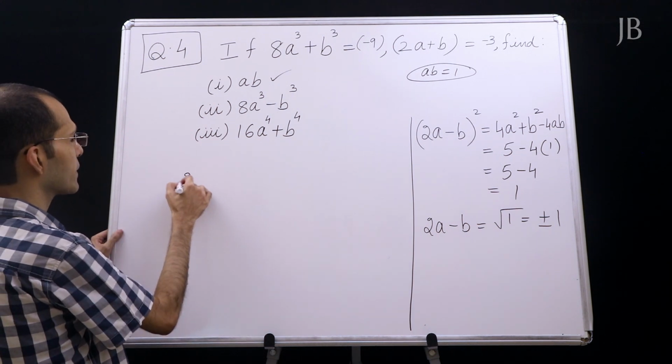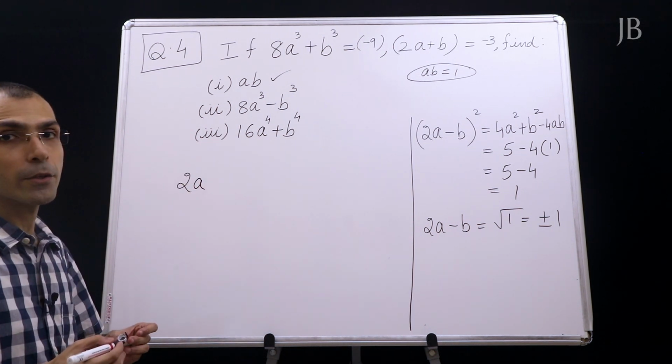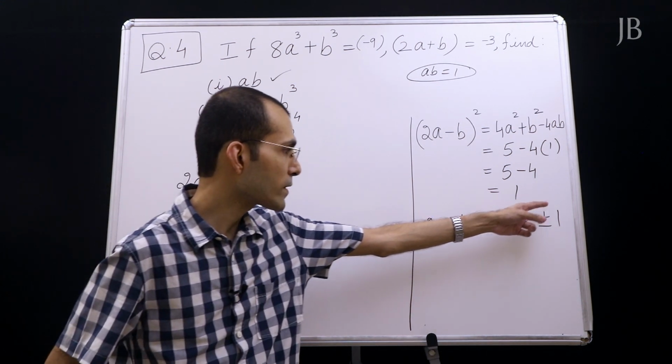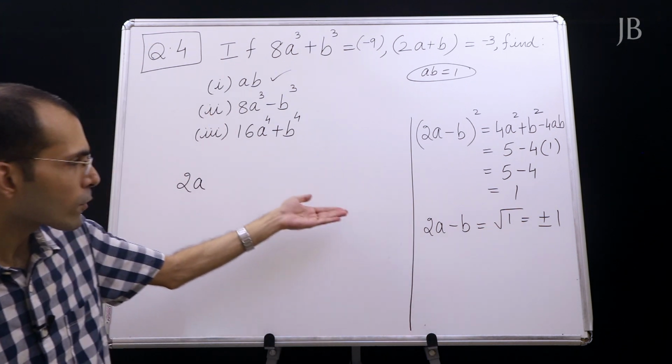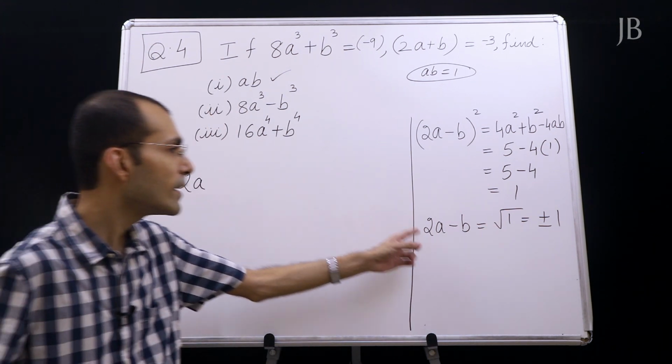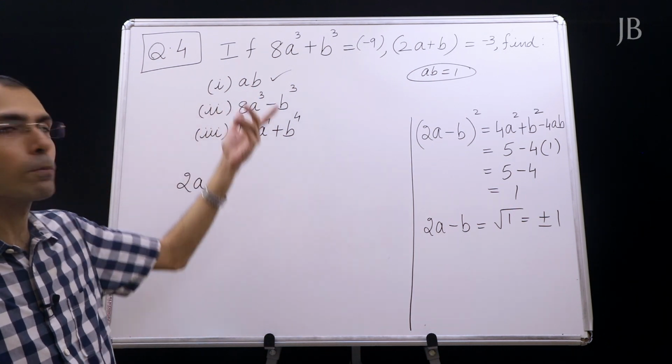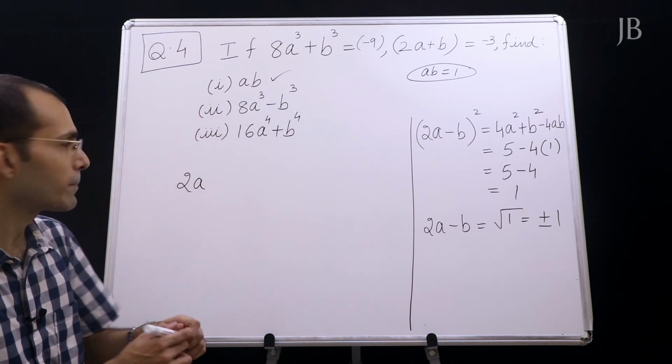We have got our base term. Now see, there are two possible values. 2a minus b is plus or minus 1. So I will show you for the positive possibility. Same process you can repeat with the negative possibility. So you will get two different answers for 8a cube minus b cube. So I will show you one of them.